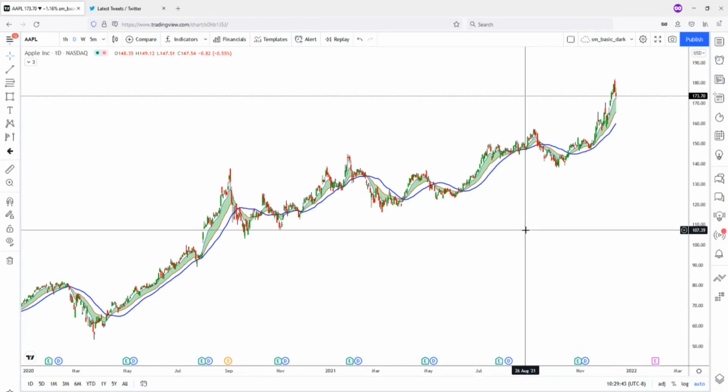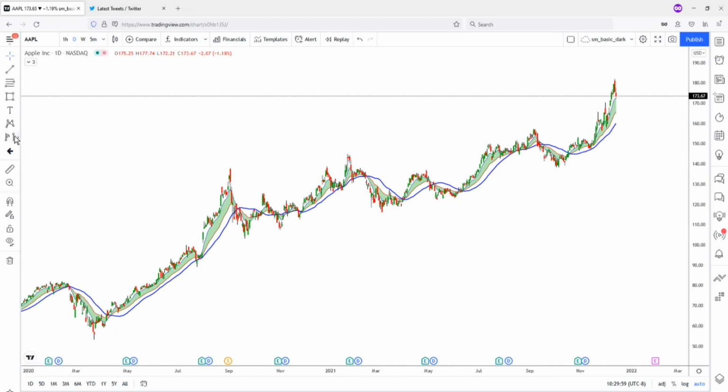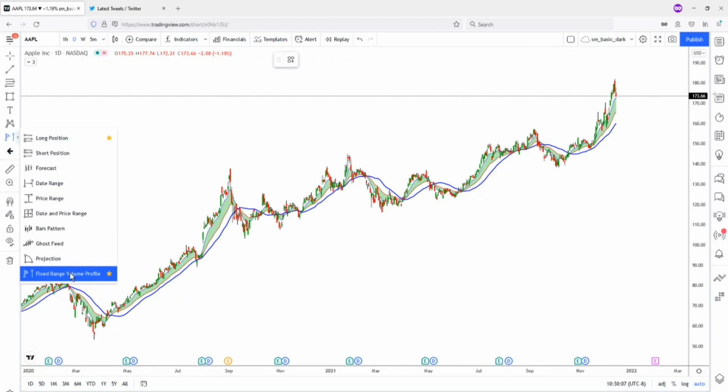So this tool is free. A lot of people think that in order to use volume profile on Tradingview, one has to subscribe. But actually, there is a free volume profile tool that we can use, and it is under here. It's called a fixed range volume profile. We use this fixed range to identify the time range or the price range that we want to generate a profile for.